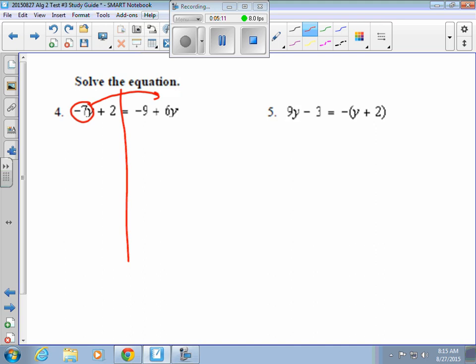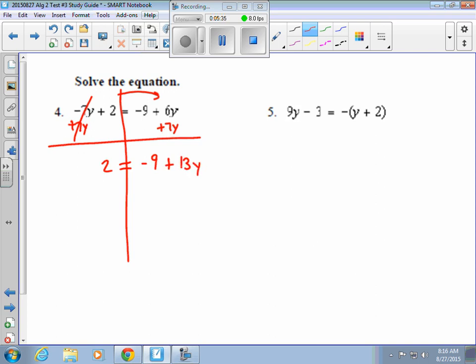We have two sides of an equation. Negative 7y is just like minus 7y. The inverse operation to that is to add 7y. If you do it there, add 7y here. This one cancels out. We're left with 2, and it's positive on the left. On the right, we have negative 9. 6y plus 7y is a positive 13y.